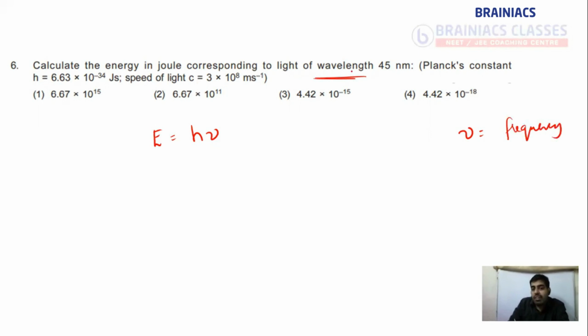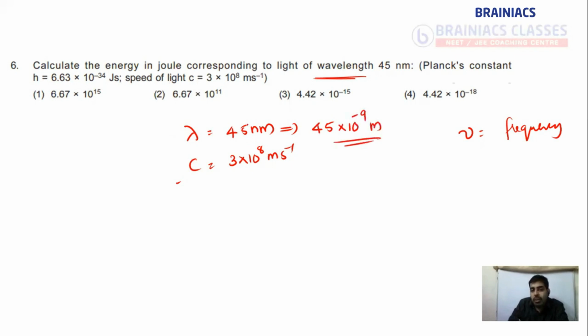Okay. Now here wavelength lambda is given, 45 nanometer. The h value is already given and velocity of light is given, 3 into 10 raised to 8 meter per second. Now first you have to convert nanometer to meter because here velocity of light is given in meter. So you have to convert nanometer to meter, that is 45 into 10 raised to minus 9 meter. 1 nanometer means 10 raised to minus 9 meter.